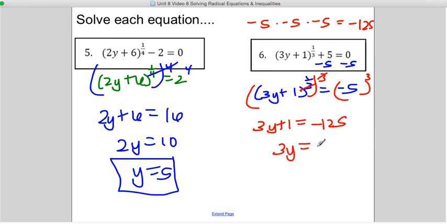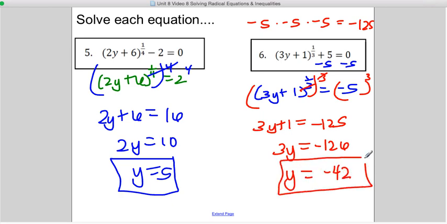Subtract 1, so I have negative 126, and divide by 3. You get y is equal to negative 42. Let's try it out. Let's make sure it works.